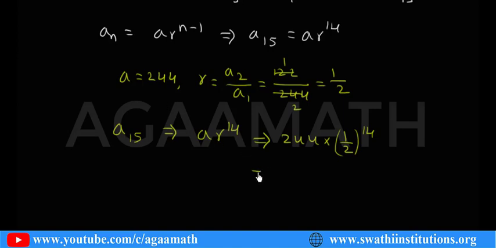What I do is write 244 as 2 square into 61, into 1 by 2 to the power 14. Now if I simplify more, the 2 square and 2 square cancel, so we get 2 to the power 12. So that is 61 into 1 by 2 to the power 12. This is the value of the 15th term. This is how we find the 15th term or the 12th term, whatever, according to the question.